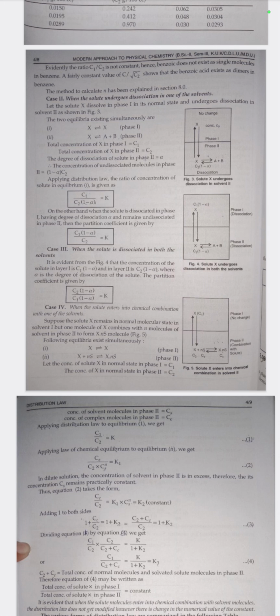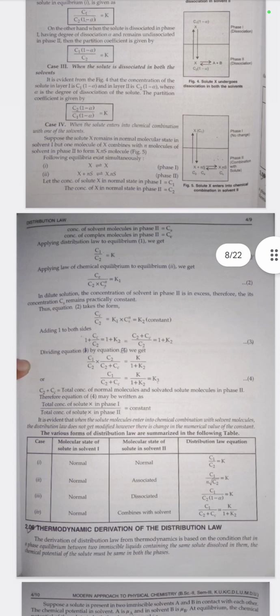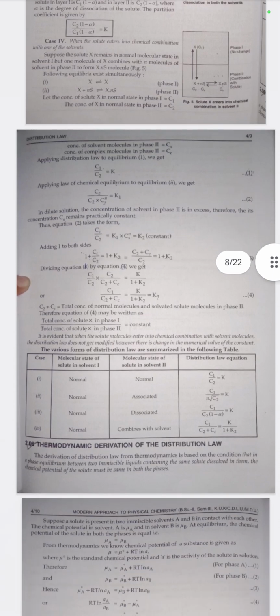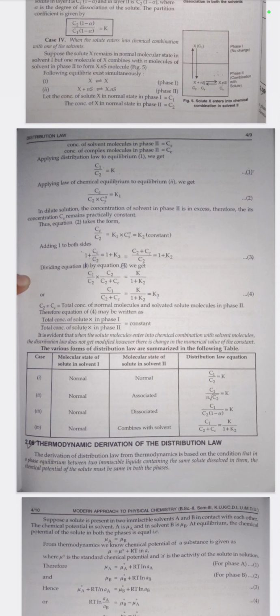Let the concentration of solute X in normal state in phase 1 be C1. The concentration of X in normal state in phase 2 is C2. The concentration of solvent molecules in phase second is Cs, and the concentration of complex molecule in phase second is Cc. Applying distribution law to the first equilibrium, we get C1 by C2 is equal to K. Applying law of chemical equilibrium to the second equilibrium, we get Cc by C2 into Cs to the power n is equal to K1.